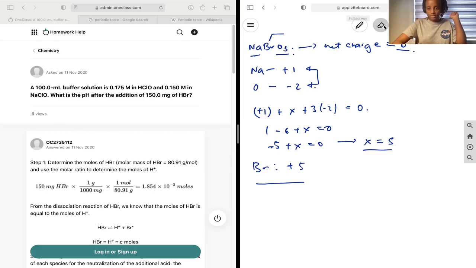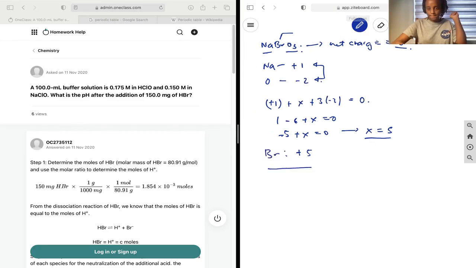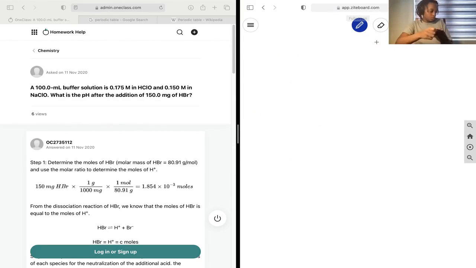Okay, for our last question. One last calculation question, and we're going to be using equilibrium, which means ice tables. So, a 100 milliliter buffer solution of 0.175 molar in HClO and 0.15 molar in NaClO. What is the pH after the addition of 150 milligrams of HBr?